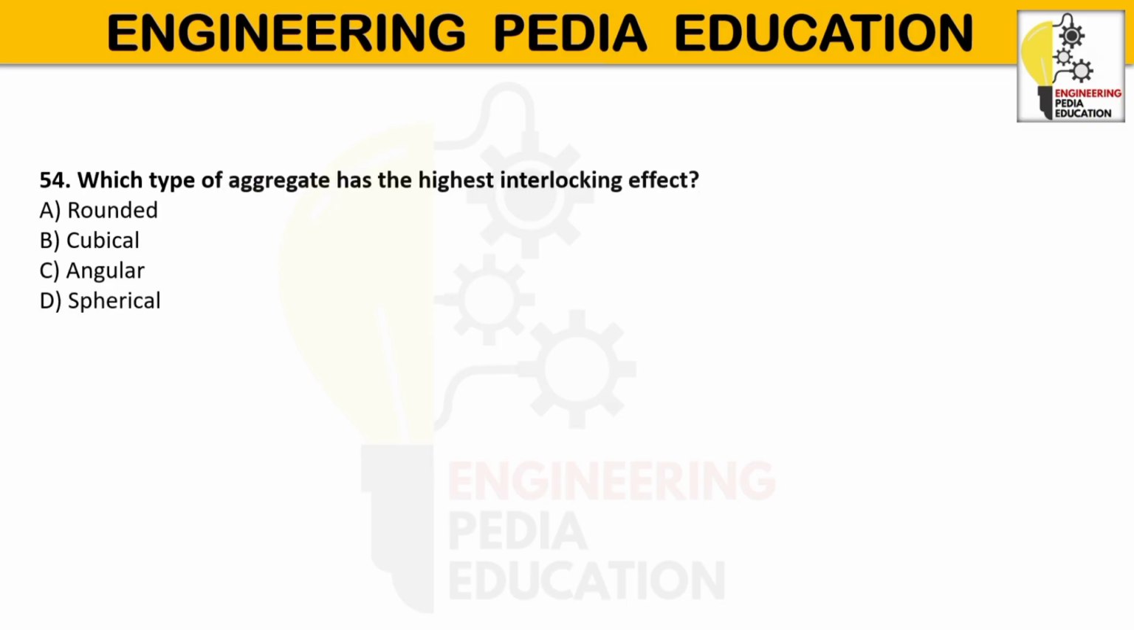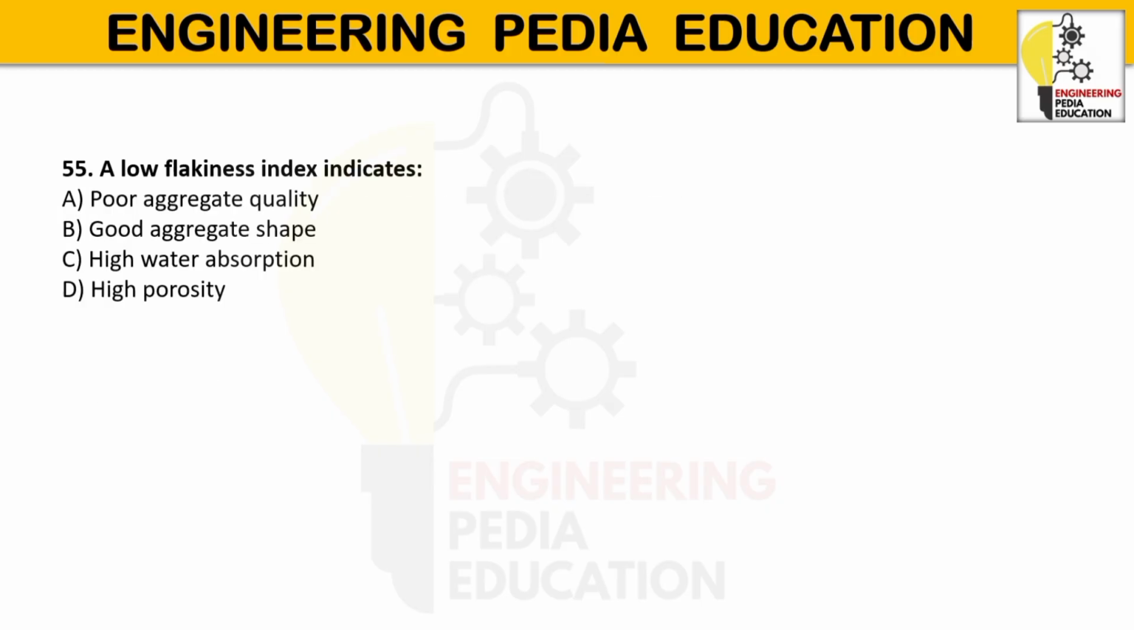Which type of aggregate has the highest interlocking effect? Rounded, cubical, angular or spherical? So the correct answer for this is angular. Higher interlocking effect, angular. A low flakiness index indicates poor aggregate quality, good aggregate shape, high water absorption, high porosity. Lower flakiness index indicates good aggregate shape. As the flakiness index is less, the aggregate shape is okay. As the flakiness index increases, the shape becomes worse and is not good to use properly.